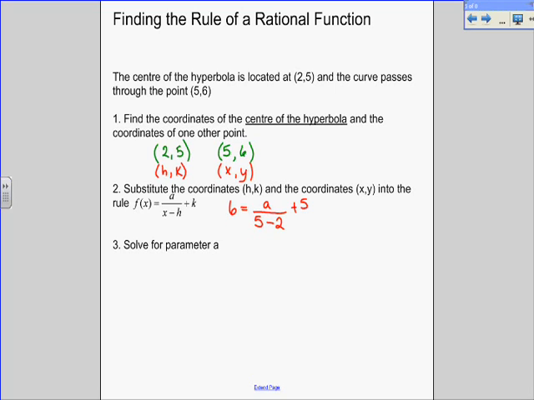So I'm going to have to subtract a 5 from both sides, and that leaves me with 1 is equal to a over 5 take away 2, which is 3. So my value of a ends up being 3. So my final answer, my rule f of x is 3 over x minus 2 plus 5.